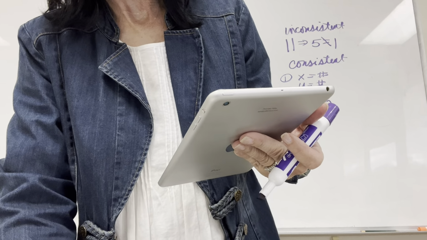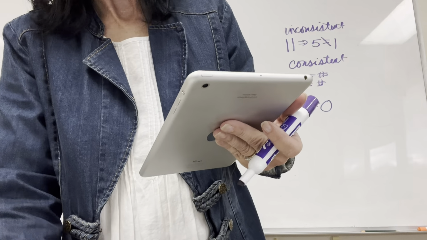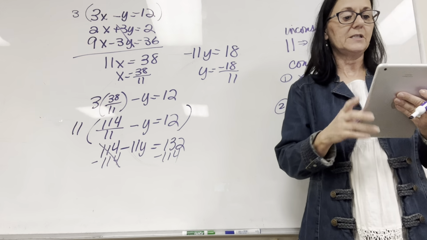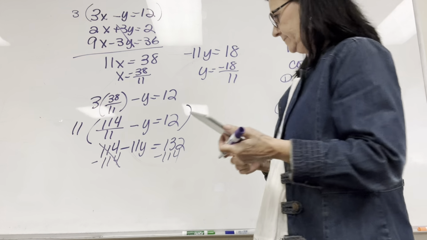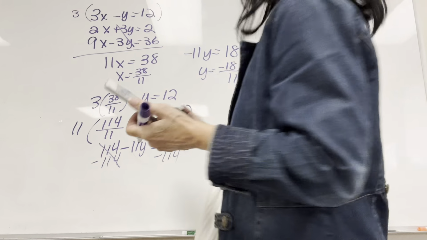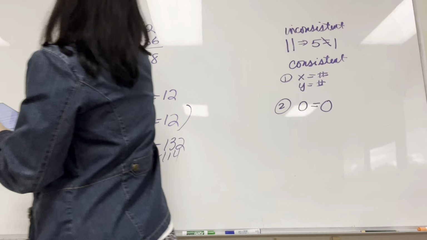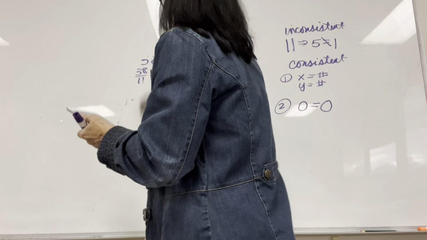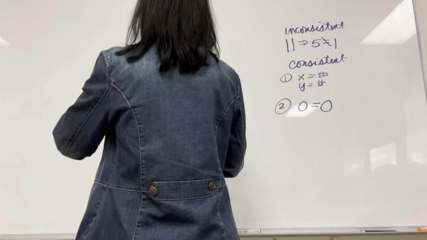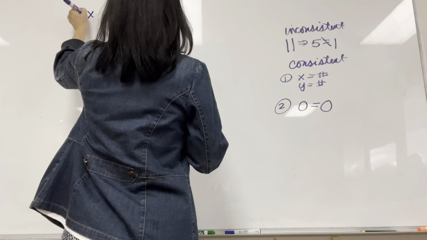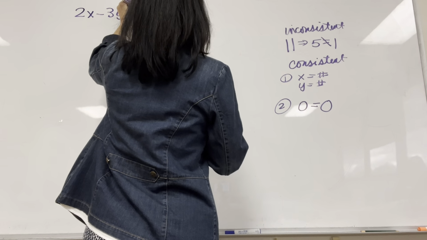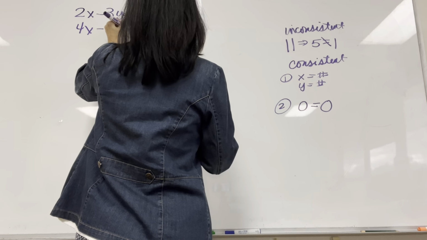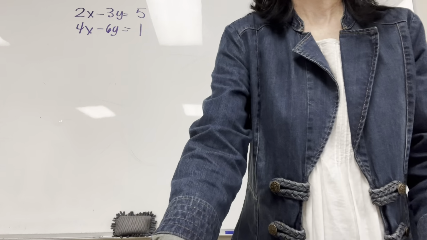Wait, so if 0 equals 0, they are consistent. Right. We're not going to do example 4 because it's the exact same as what we just did. We're going to do example 5. All right, so turn to example 5. We have 2x minus 3y equals 5, and 4x minus 6y equals 1. What would you do?